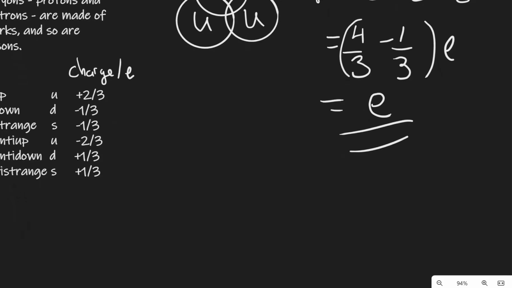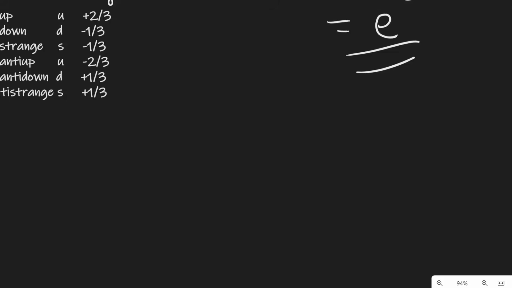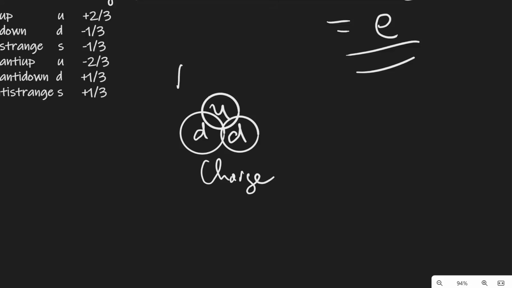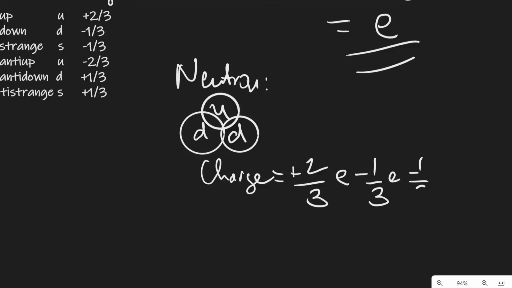Let's do a neutron as well. So a neutron, on the other hand, is made out of 2 down quarks and also a U quark. So 2 D's and a U. Now the total charge on the neutron is going to be 1 up, which is, let's just write that the charge on the neutron is going to be equal to plus 2/3 e, and then we're going to take away a third e, and then we're going to take away a third e as well. And as we can see, this here is equal to 0.